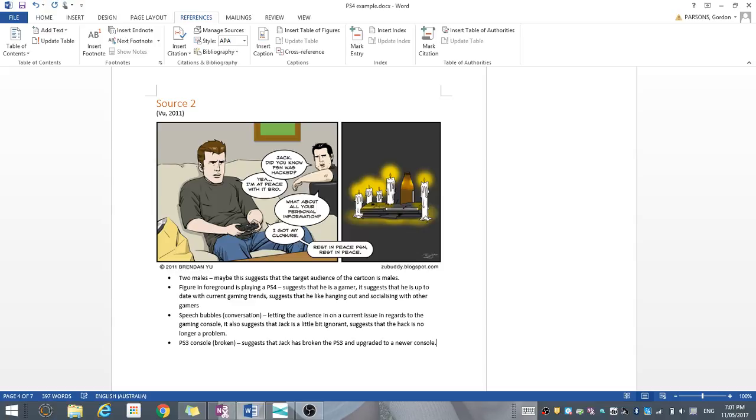We can see the candles. We actually call this a candlelight vigil. A candlelight vigil suggests that there is mourning happening. And by mourning, I mean grieving the loss of something. In this case, it's Jack grieving the loss of his Sony PlayStation 3.